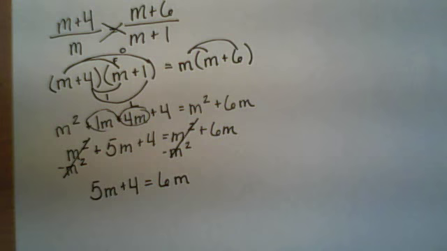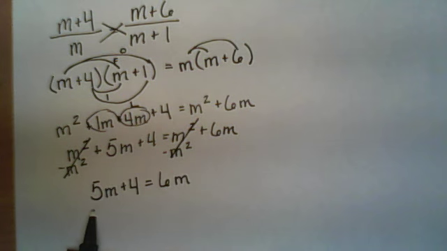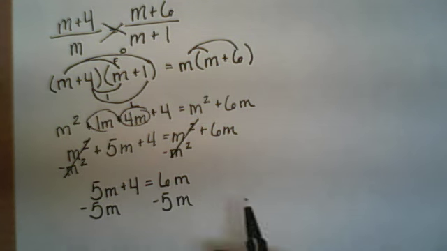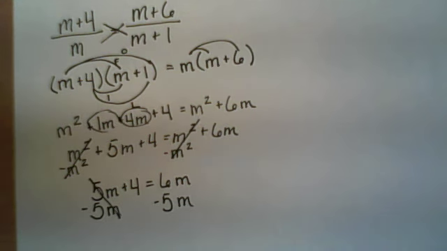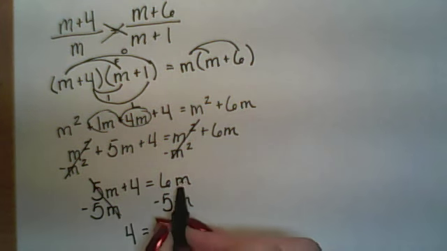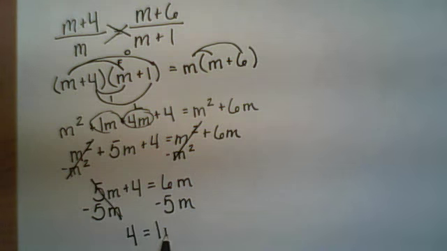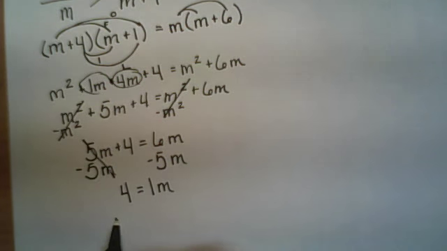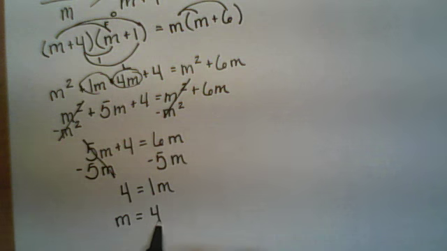Now, looking at my variable, I have 5m on the left and 6m on the right. Because it's only my variable term on the right, I have to move that 5m over to the right. So I'm going to subtract 5m from both sides. 5m minus 5m cancels. I'm left with 4. 6m minus 5m is 1m. So my final answer here is m equals 4.